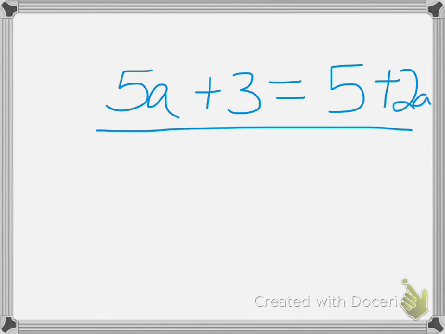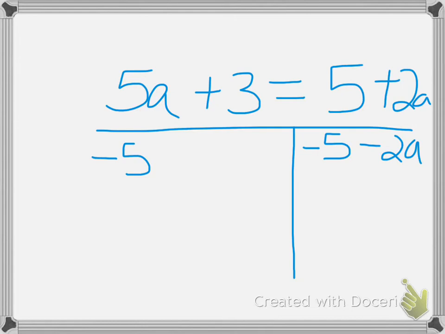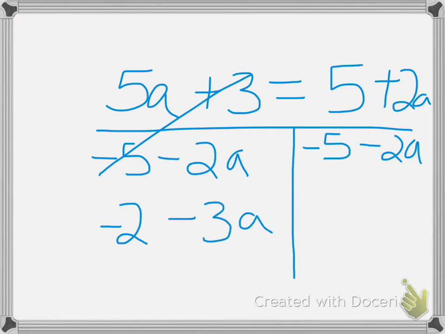First thing is, set up our T-chart. We're going to do the opposite of positive 5, which is subtract 5, and subtract 2a. If we do it to one side, we have to do it to the other. So subtract 5 and subtract 2a. And here's what we get. Positive 3 minus 5 is going to be a negative 2. 5a minus 2a is negative 3a. And it's all going to equal 0.